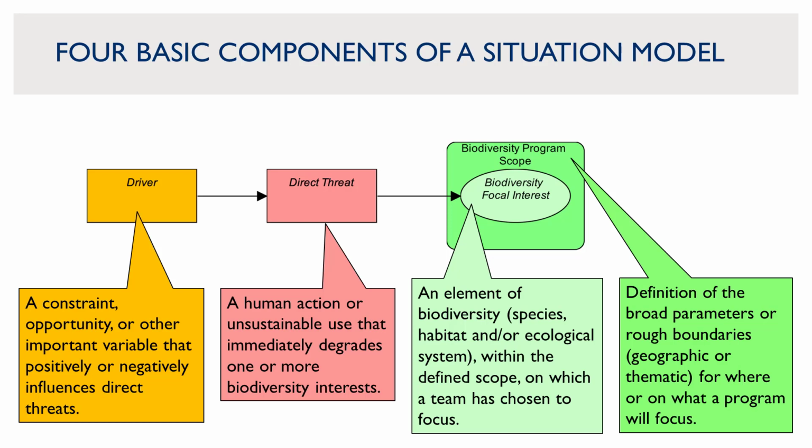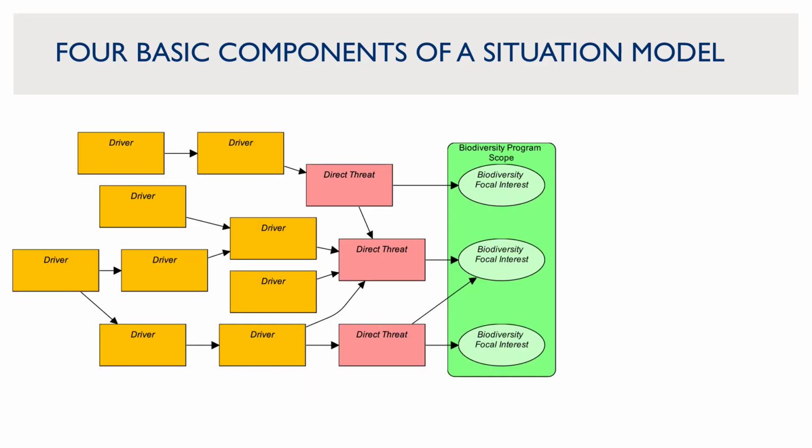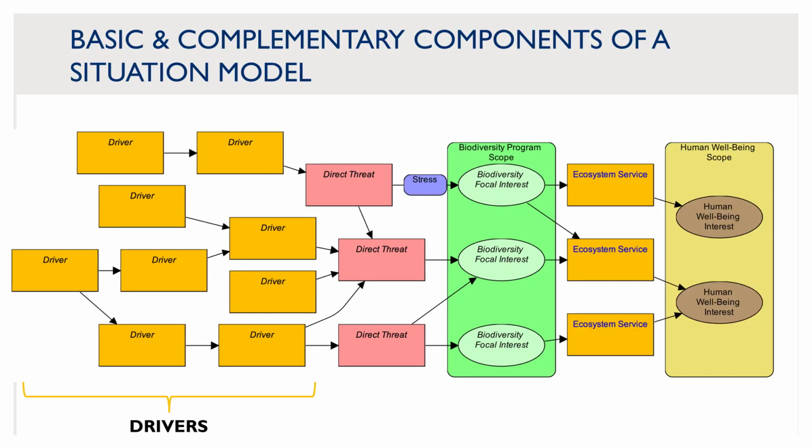Although these are the components of a situation model for biodiversity conservation programming, it is not hard to see how the same components would apply to other development sectors. A more realistic situation model will have many drivers, several threats, and several focal interests, and relationships among many of these components. In addition to the basic components of a situation model, your team may find it useful to include other components that help you more explicitly convey the full context within which you are working, as well as communicate some important messages about how biodiversity conservation contributes to international development.